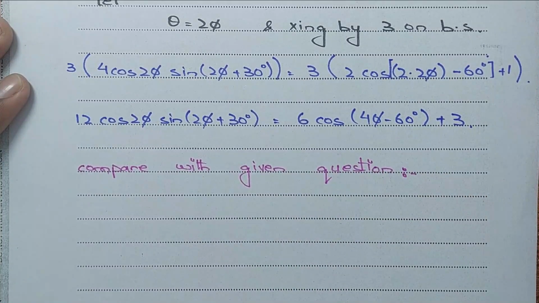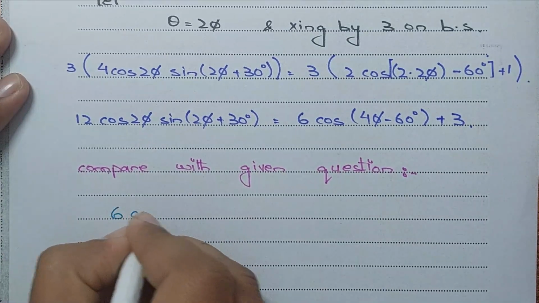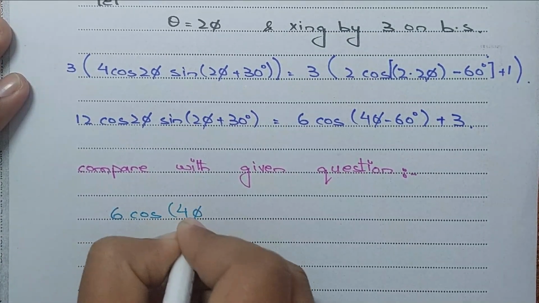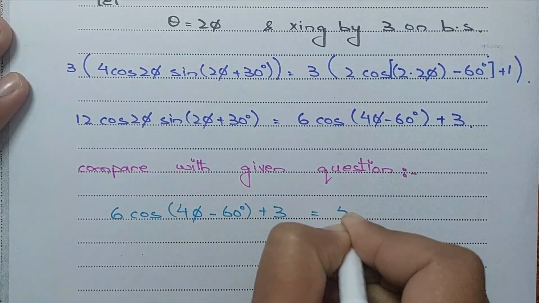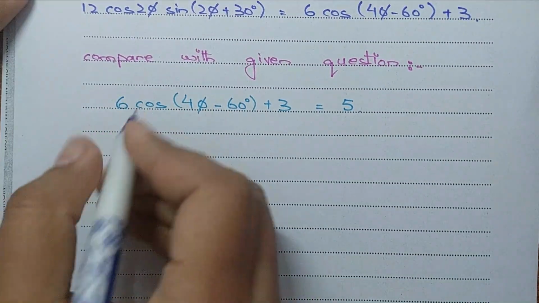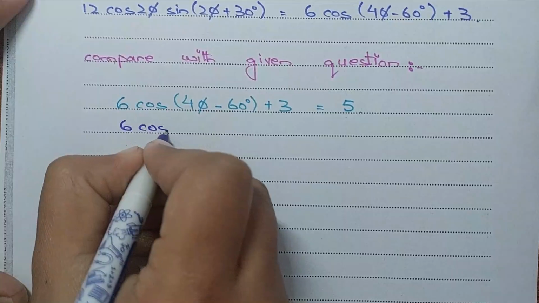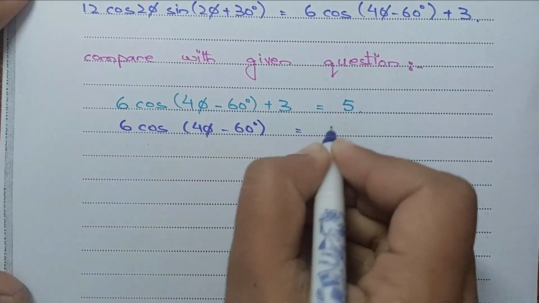So when we make a comparison with the given question, we come to know that 6 cos of (4 phi minus 60 degree) plus 3 should be equal to 5. And we have to solve for phi, and phi is in the first quadrant. Okay, let me simplify now. 6 cos (4 phi minus 60 degree) would be equal to 5.